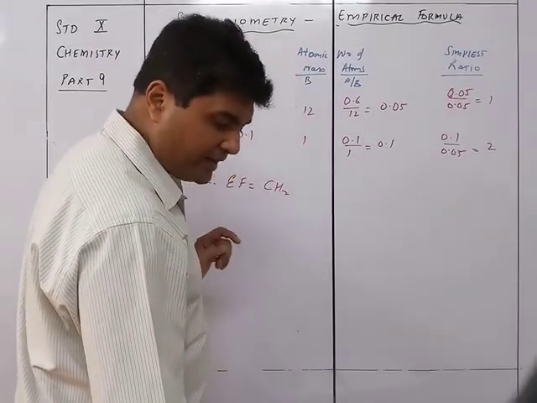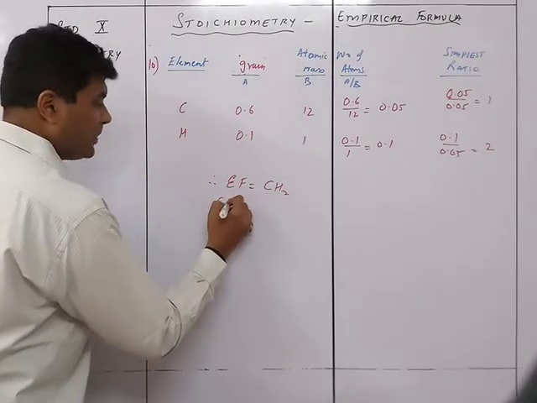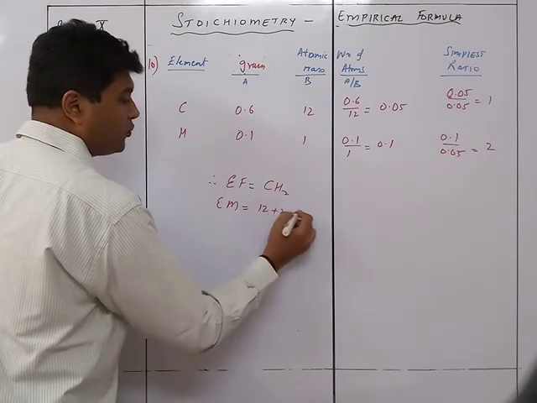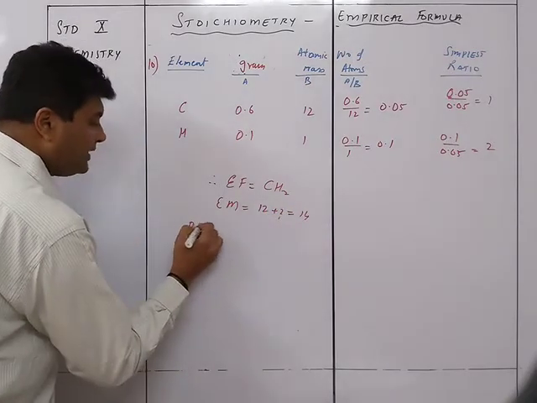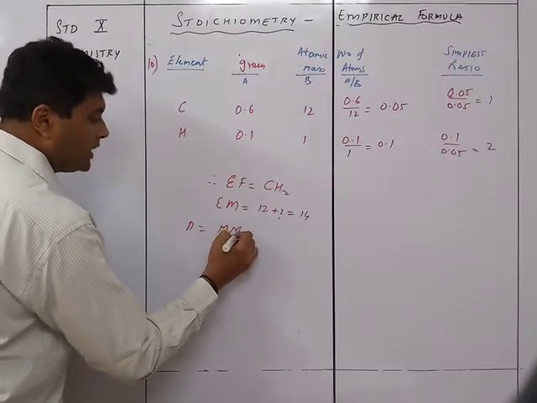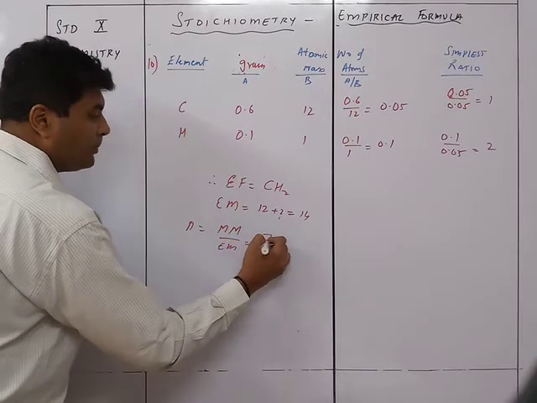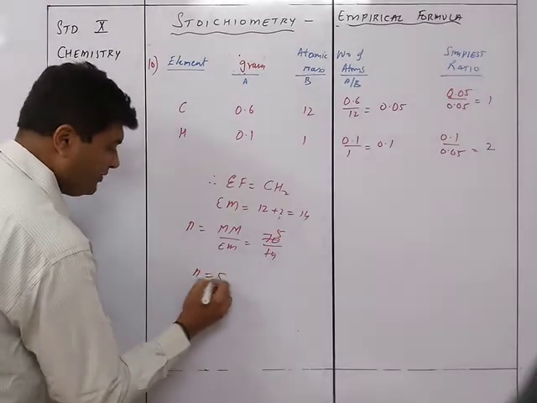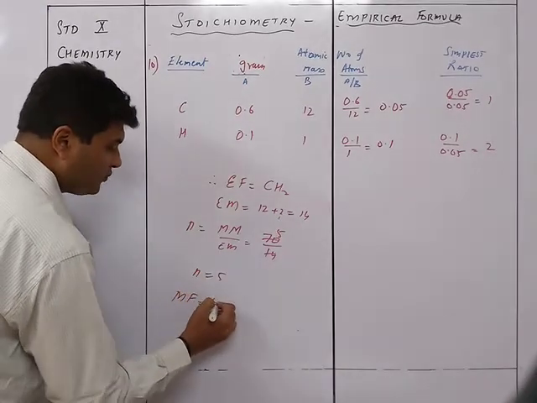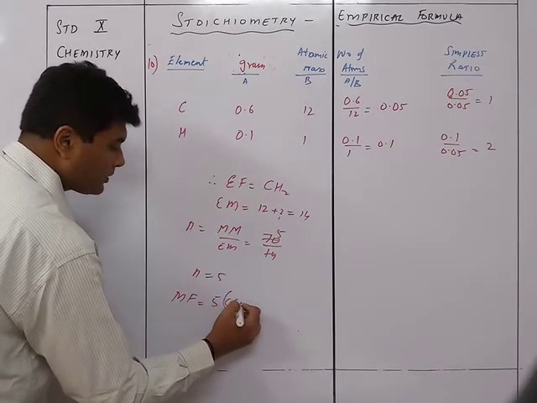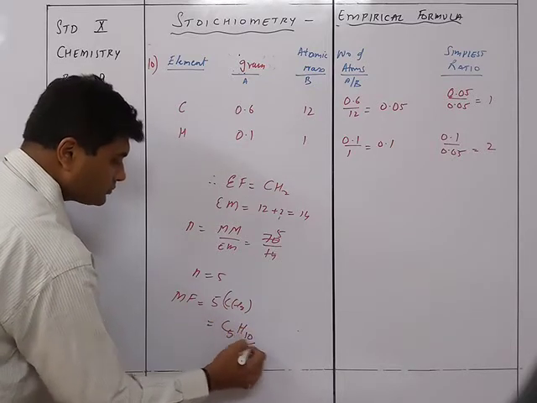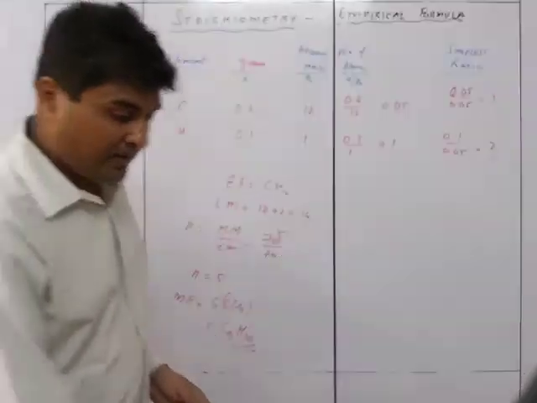If the molecular weight is 70, so we know the empirical mass is equals to 12 plus 2 is equals to 14. So n is equals to molecular mass upon empirical mass. They are given molecular mass 70 upon 14 is equals to 5. Therefore n is equals to 5. So molecular formula is equals to 5 into CH2, that is C5H10. That is sum number 10.